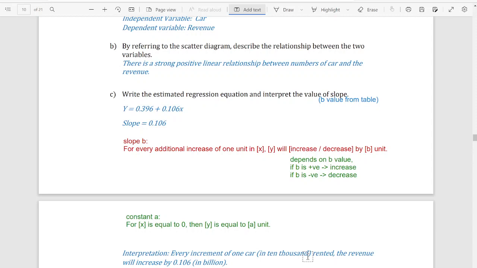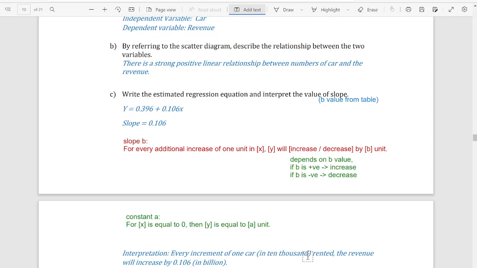So this is the situation where constant A is meaningful when the value of x is equal to 0. And most of the time when the value of x equals 0, the constant A value is not meaningful. Bergantunglah pada situasi.